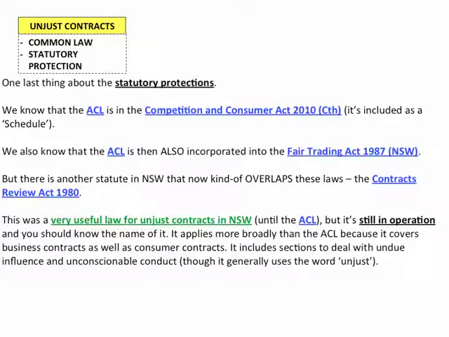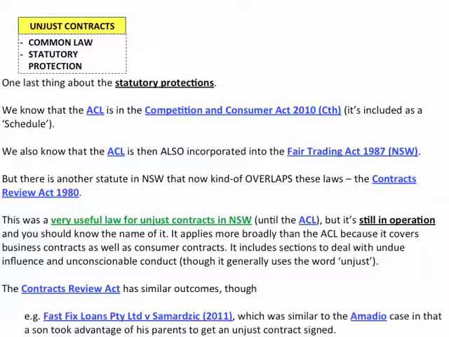Now, this Contracts Review Act, for teachers who remember, was a very useful law for unjust contracts, and it's still in operation. In fact, it's a little bit better than the ACL in some cases because it covers not just consumer contracts, like a consumer buying something for normal consumer use, but it also covers business contracts as well, right? And it does have things about undue influence, and things about unconscionable conduct. So before we had this ACL, the law in New South Wales that was really relied on was the Contracts Review Act, right? And they have similar outcomes.